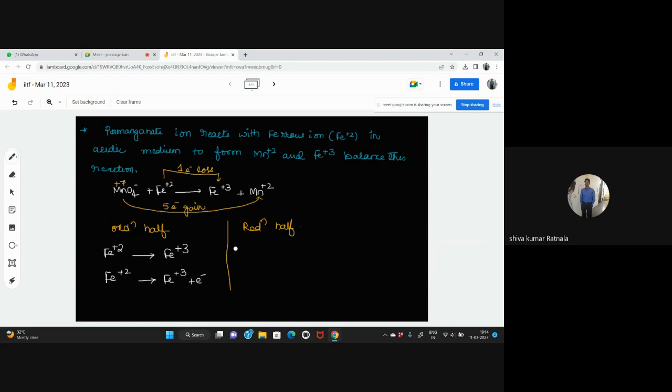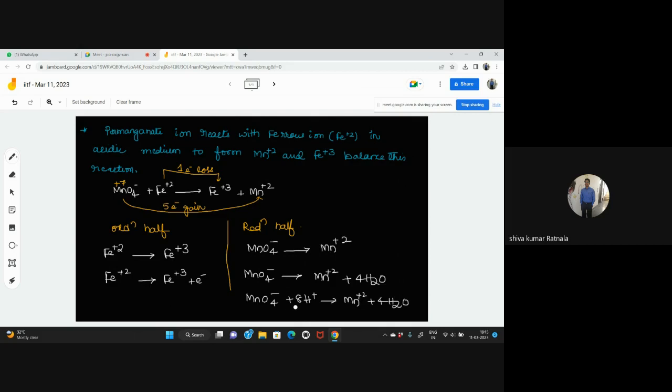Now the reduction of MnO4 minus gives rise to Mn plus 2. Manganese is already balanced, so now balance the oxygens. For oxygen, how many water molecules will we add? 4. So it will be MnO4 minus plus 8H plus, because we are working in acidic medium, to balance the hydrogen. It gives Mn plus 2 plus 4H2O.